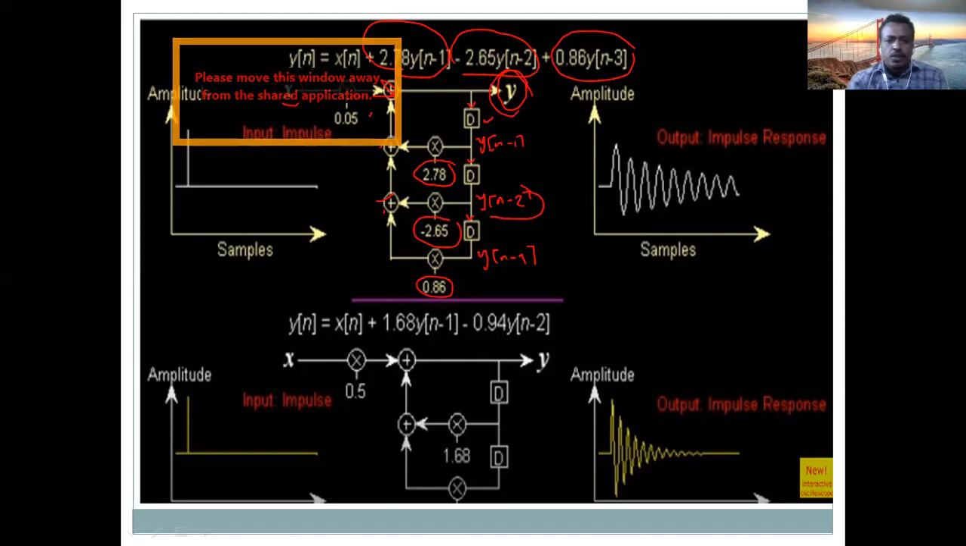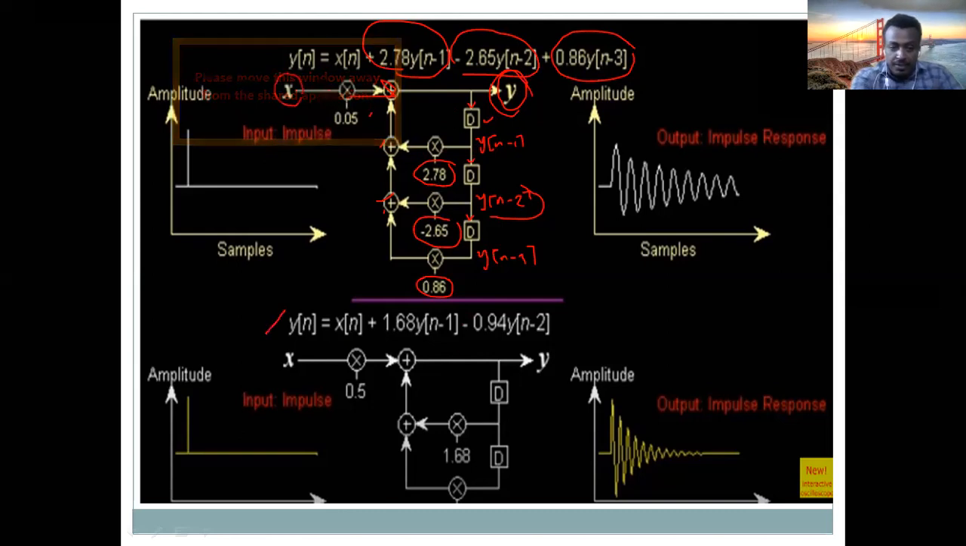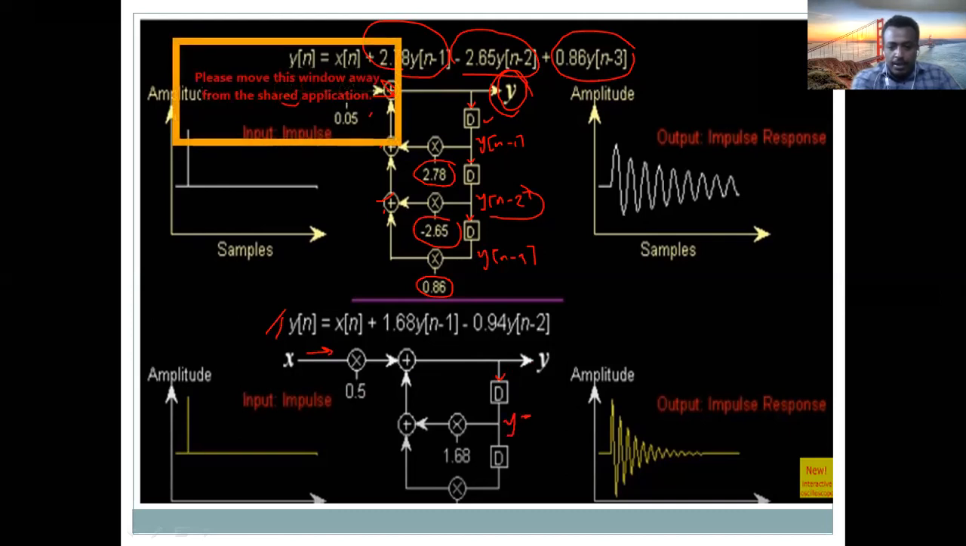Okay. So here is another equation, another system. You see the difference equation here. y of n is equal to x of n coming from this direction. Here we have the output y delayed by 1, so y of n minus 1, multiplied by 1.68 goes in this direction. So where is that? This part.